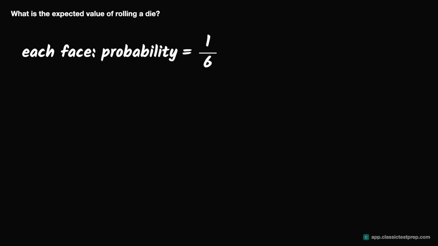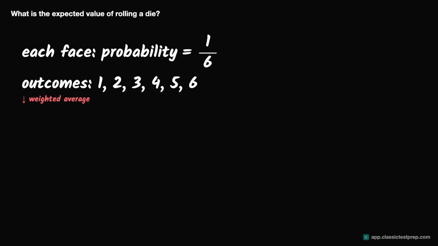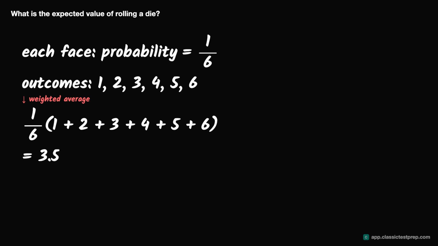What is the expected value of rolling a 6-sided die? Well, we just need to do the weighted average of the results. Each outcome has the same probability of happening, 1/6. And the outcomes are 1, 2, 3, 4, 5, and 6. So I have 1/6 times 1 plus 1/6 times 2 plus 1/6 times 3 plus 1/6 times 4 plus 1/6 times 5 plus 1/6 times 6. When I add all of those up, I get 3.5.